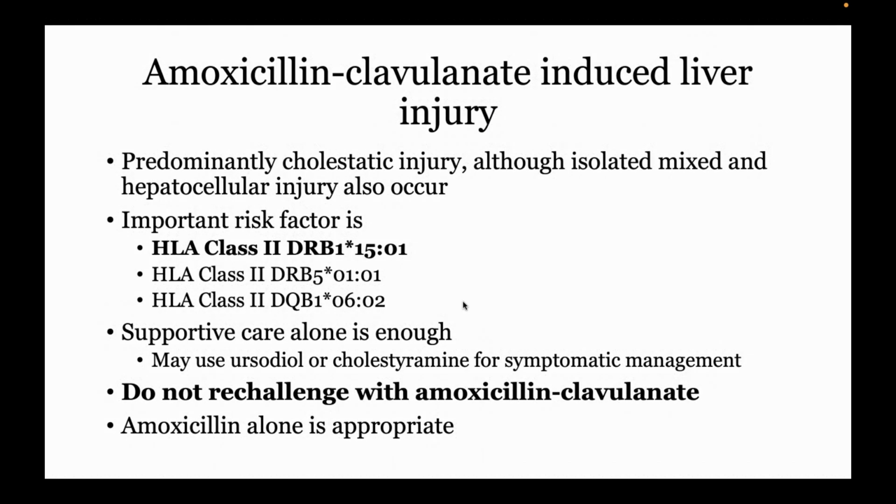Okay. So this is a very common one. You probably will see it in real life. Again, this is an idiosyncratic reaction that can happen anytime. This happened at 45 days. It can happen months later. It predominantly causes a cholestatic injury, although it can cause mixed and hepatocellular injury. One important thing to remember, there is a specific HLA class 2, DRB1*1501, that increases the risk for developing Augmentin-induced liver injury. Supportive care alone is enough, like any other cholestatic liver injury, and you can use ursodiol or cholestyramine if symptomatic.